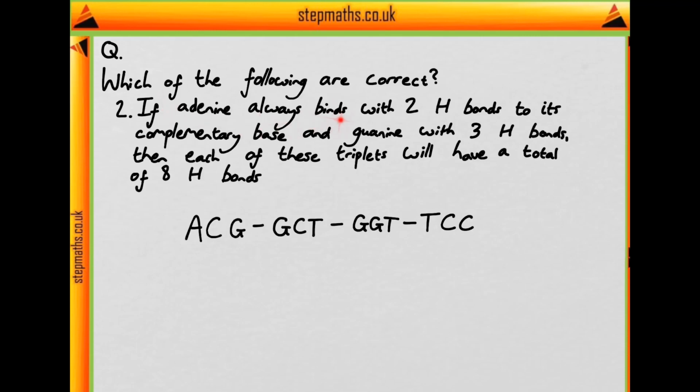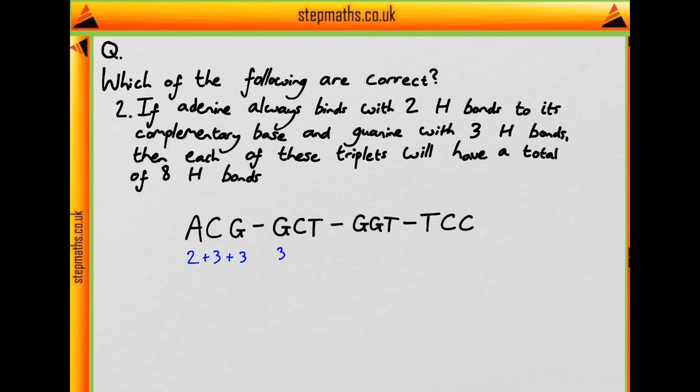If adenine always binds with 2 hydrogen bonds to its complementary base, which we now know as thymine, and guanine with 3 hydrogen bonds to its complementary base, which we now know as cytosine, then each of these triplets below will have a total of 8 hydrogen bonds. Okay, so let's work that out. Firstly, we have an adenine forming 2 hydrogen bonds, and a cytosine forming 3, and then a guanine also forming 3. And so 2 plus 3 plus 3 is 8.